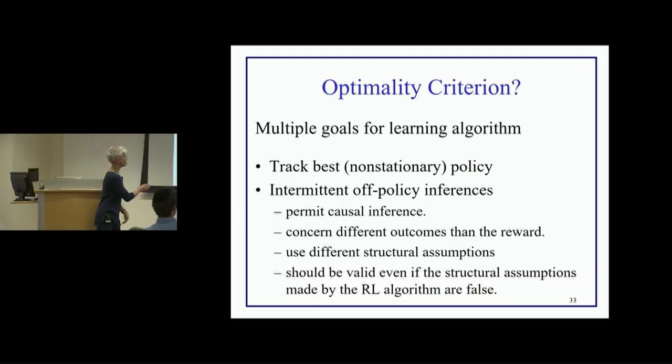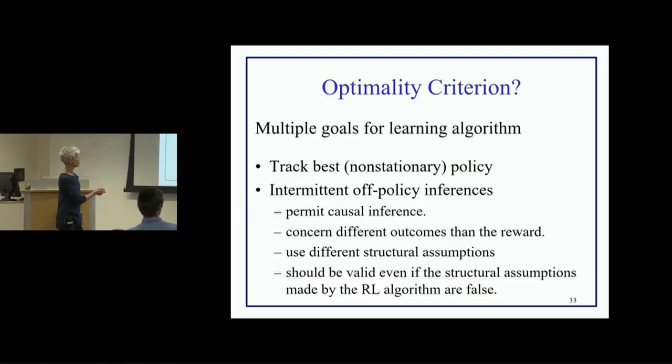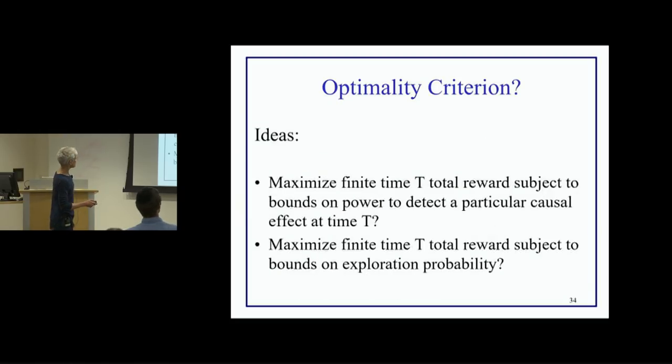We want to allow intermittent off-policy inferences, like every other week or so. We would like to be able to permit causal inference. So think off-policy learning. We want our RL algorithm, even if it's completely wrong, to still be doing randomization, so we can still analyze the data. This is really important. We cannot depend on the RL algorithm in order to do our causal inference. We don't want to intertwine that. We don't want to hurt our collaborators.